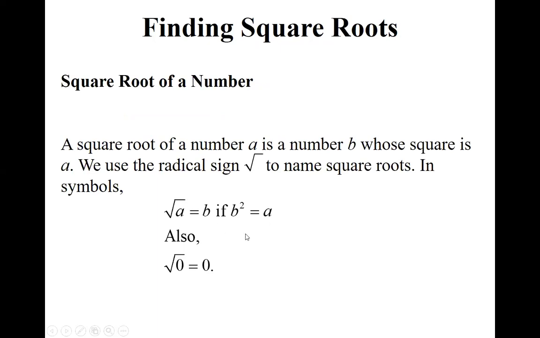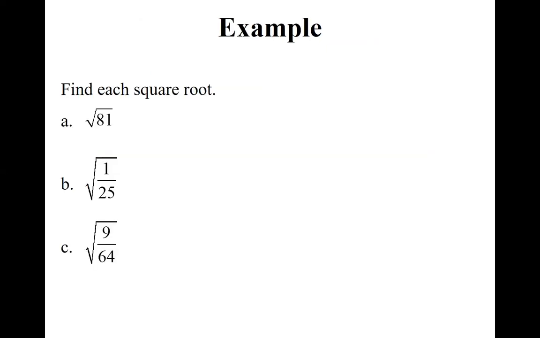A square root of a number A is a number B whose square is A. We use the radical sign to name square roots. In symbols, the square root of A equals B if B squared equals A. Also, the square root of 0 equals 0. What does all that mean? Well, let's look at some examples and that'll clear it right up.